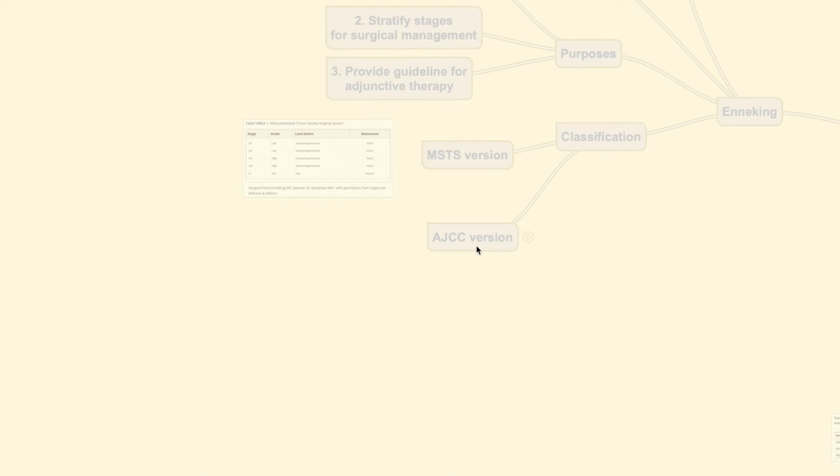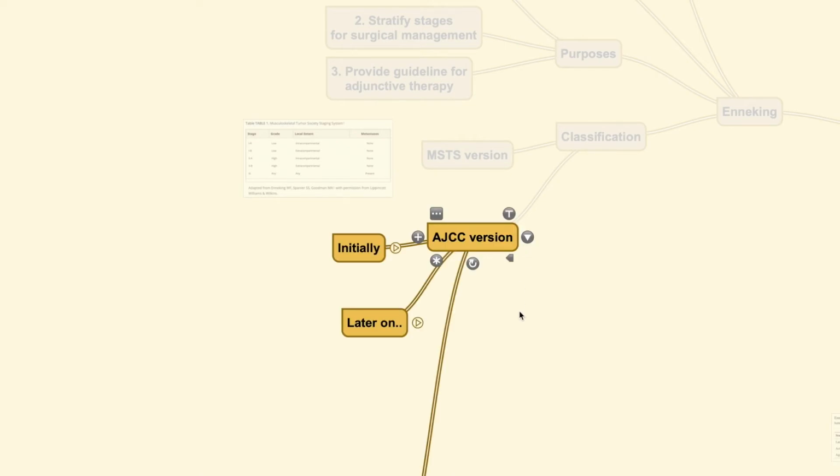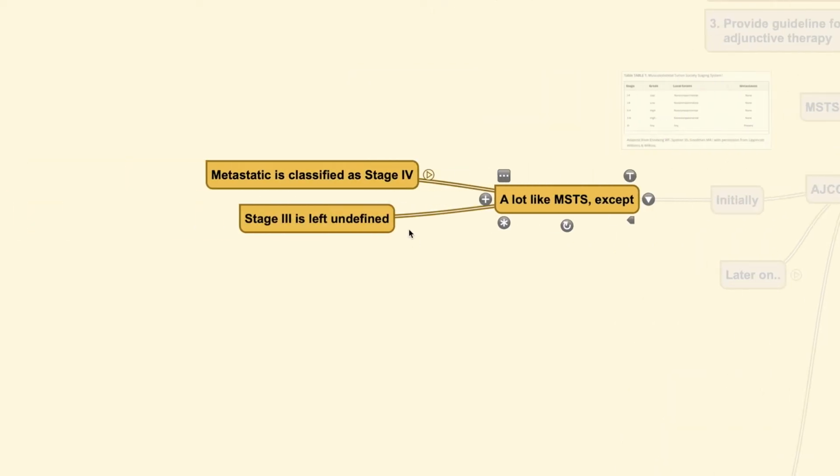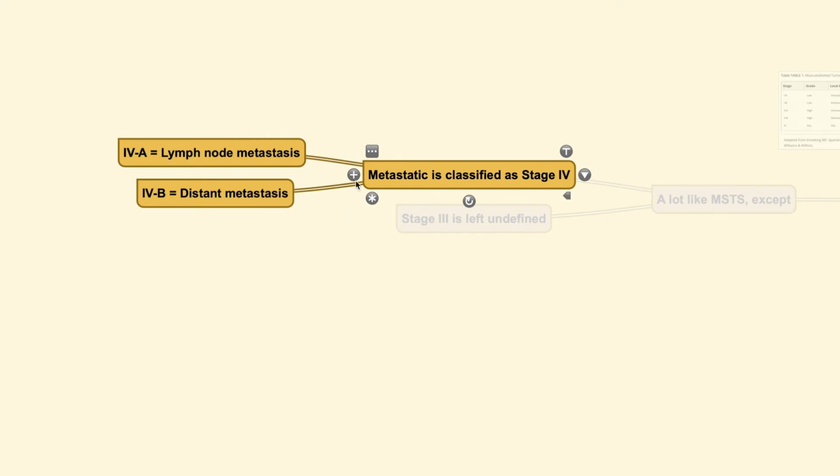Next is the AJCC version. This is the version that is later on published. Initially, it is a lot like the one first published under the MSTS, but there is a stage 4, while the stage 3 is still left undefined. The stage 4 itself is also subdivided into 4A or 4B, determined by the localization of the metastasis. For stage 4A, there is metastasis to the lymph node, and stage 4B, there is metastasis at a distant site.